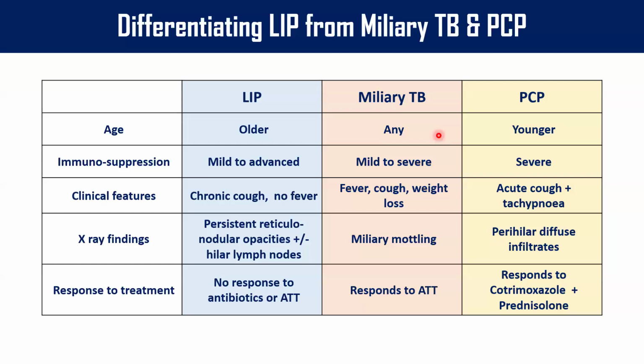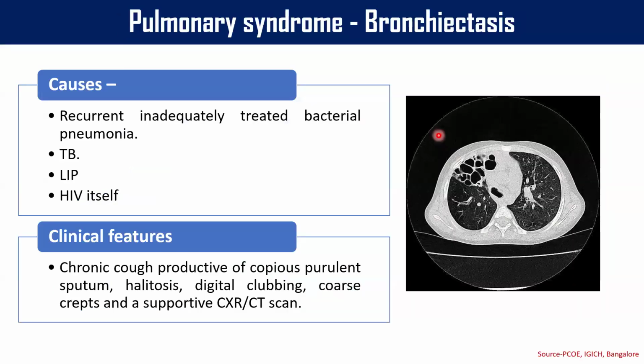A good response to ART for LIP. Miliary TB will respond fantastically with the ATT, and cotrimoxazole and prednisolone will give a good response in PCP. The other sequelae like bronchiectasis you need to consider. Most common causes are recurrent inadequately treated bacterial pneumonias, tuberculosis, LIP, and HIV itself.